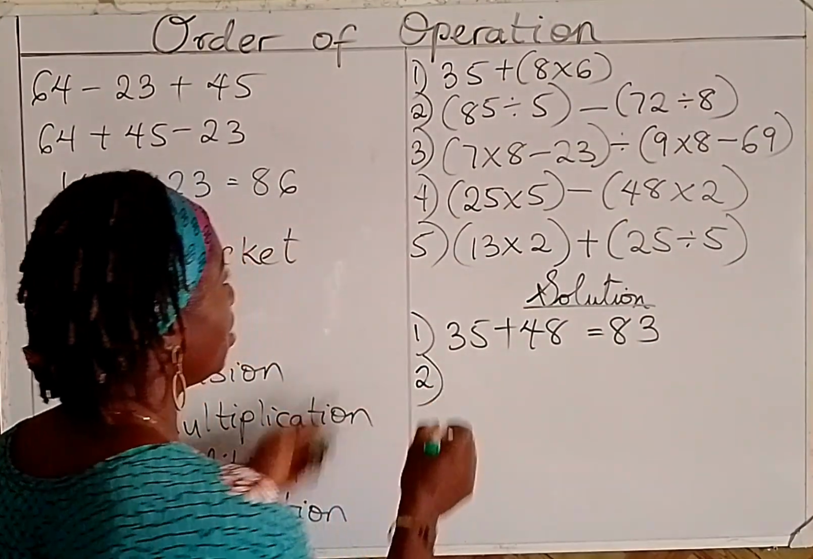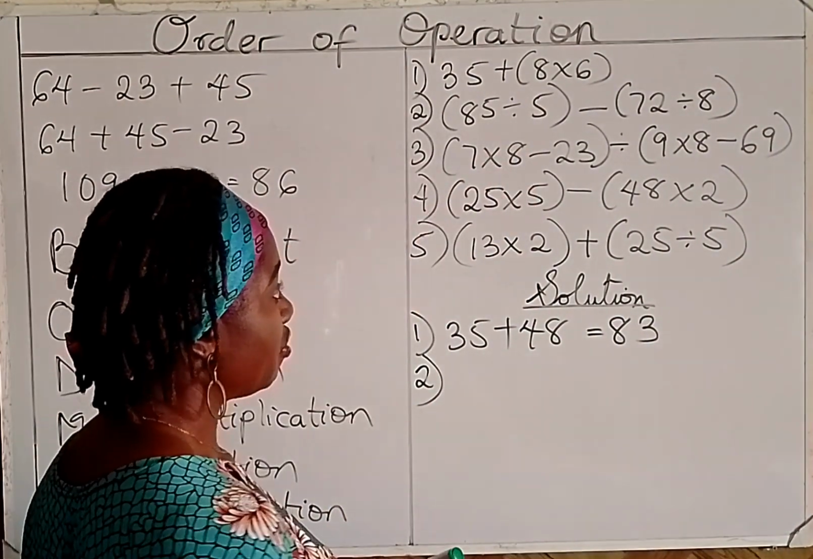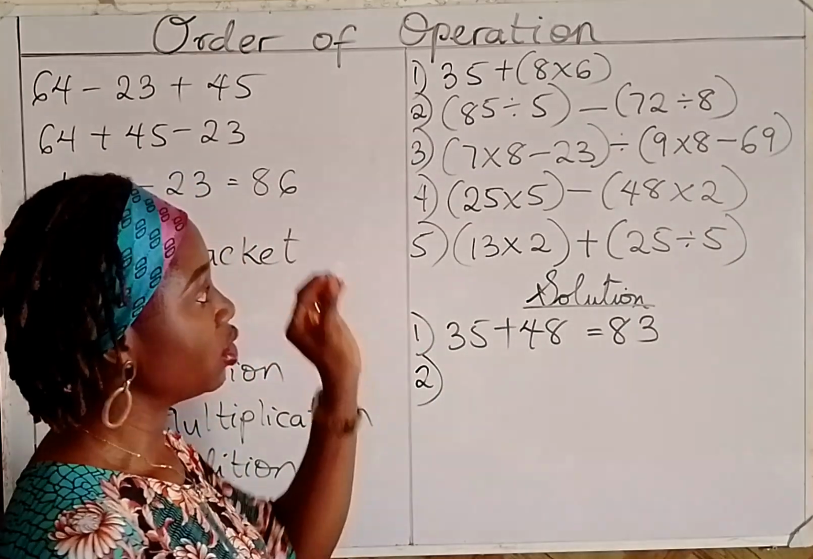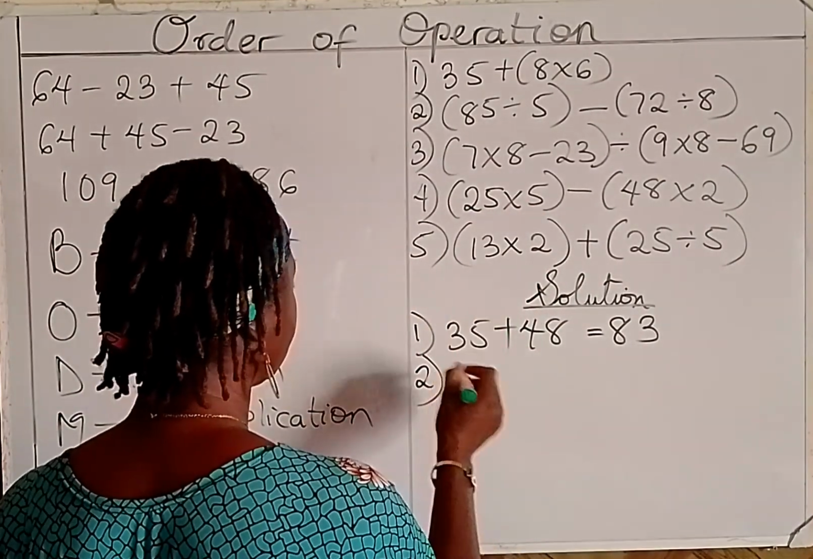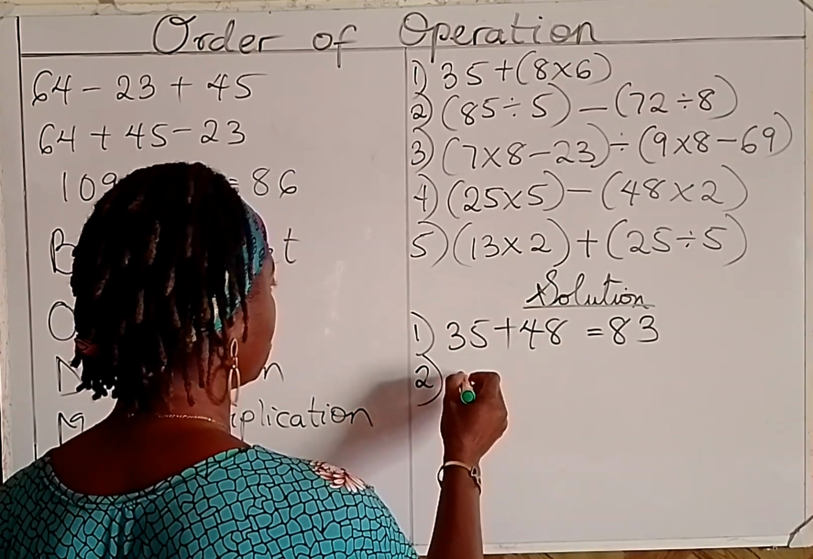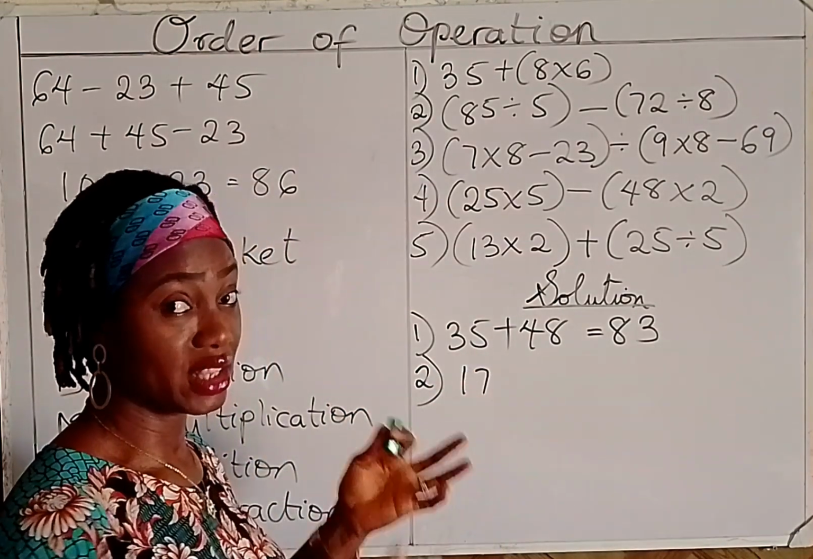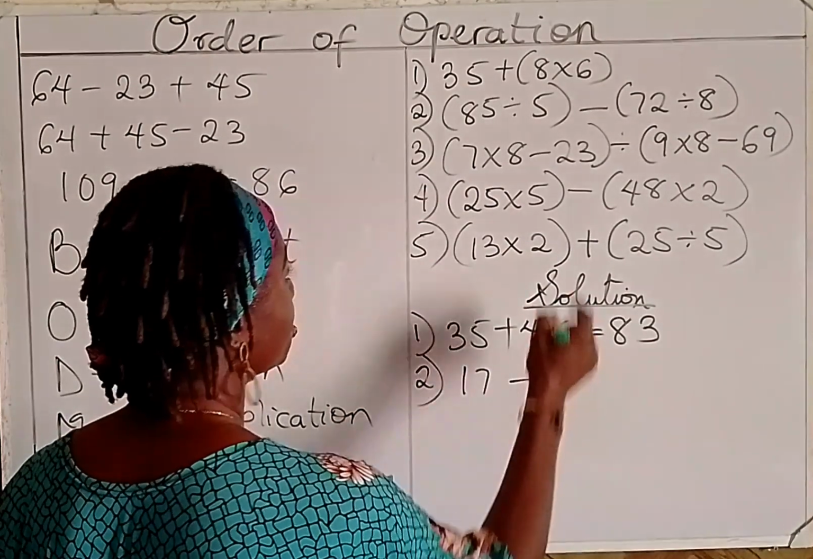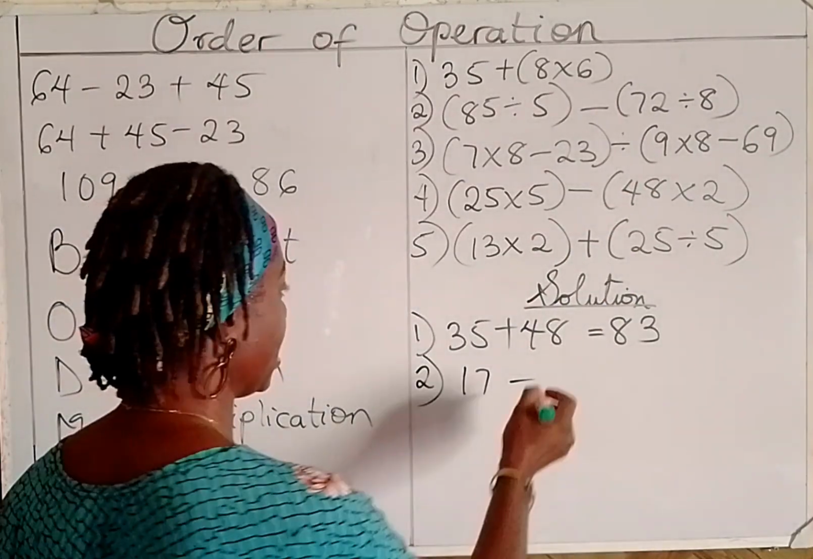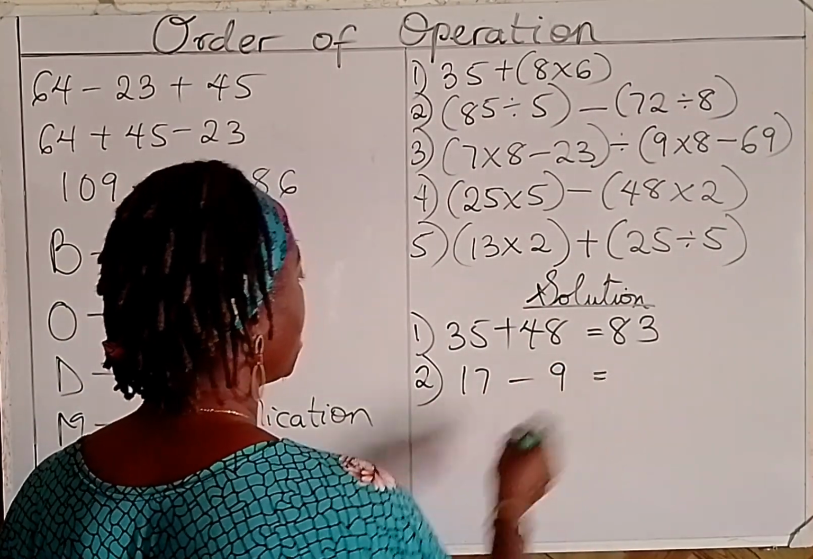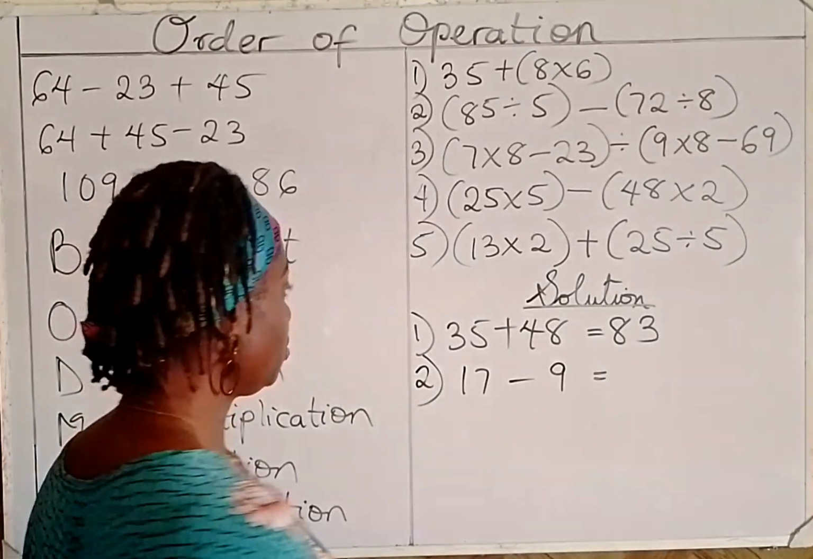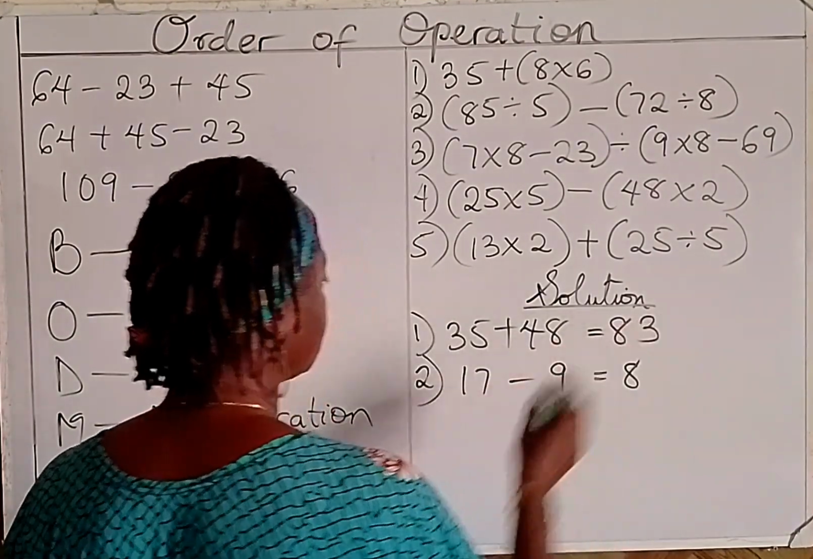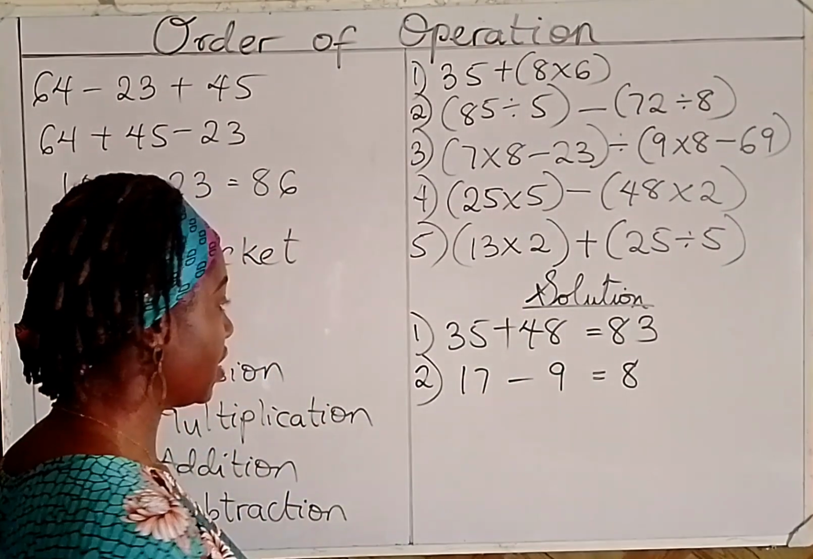Question 2. We have 85 divided by 5, in brackets, minus 72 divided by 9. So this means what? 85 divided by 5 is 17. We need to open the bracket first. Minus 72 divided by 9 is 8. 17 minus 9, what's that? 8. Okay, and that's the final answer.